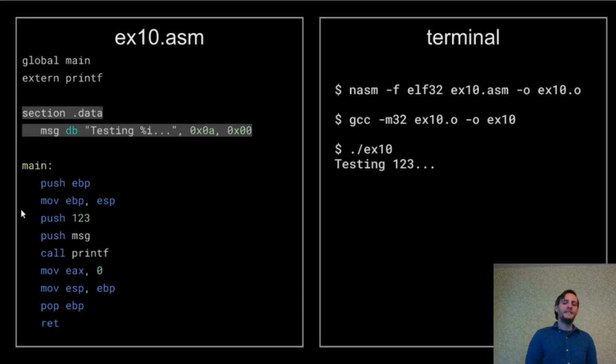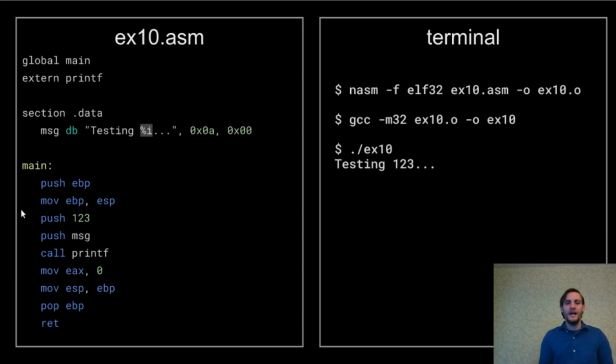Then I'm creating a .data section to hold the format string that I want to call printf with. In this case, the format string has one format specifier that expects an integer. Again, if you're familiar with C, this should make sense. If not, just know that the %i portion of the string will be replaced by an integer that we pass to printf.